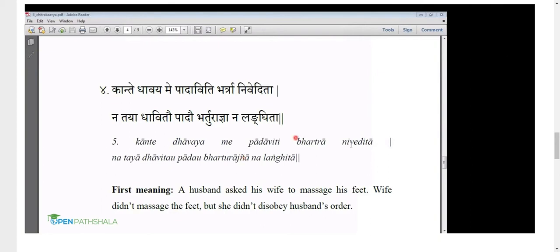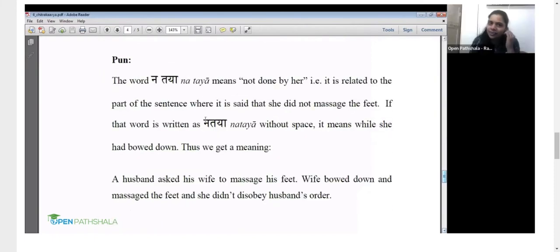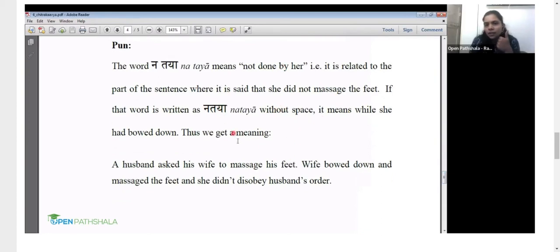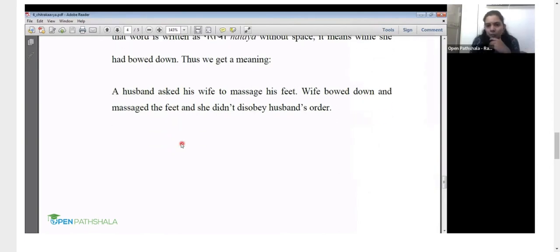Yes. And now, as you know, the pun was in na taya and nataya. Na taya means not done by her, and nataya without space means she bowed down. So bowing down, she completed this. She fulfilled his wish.